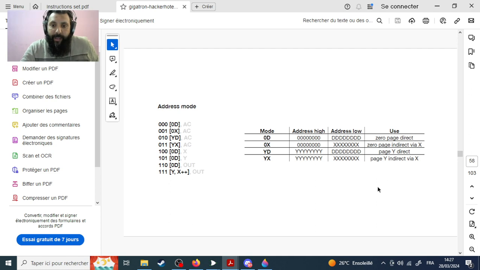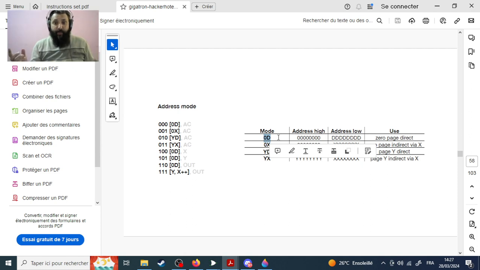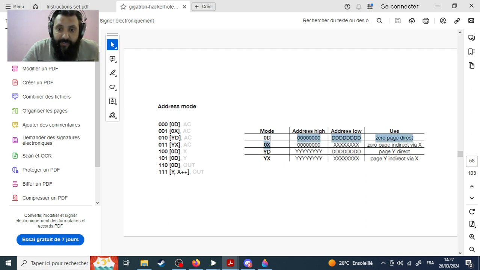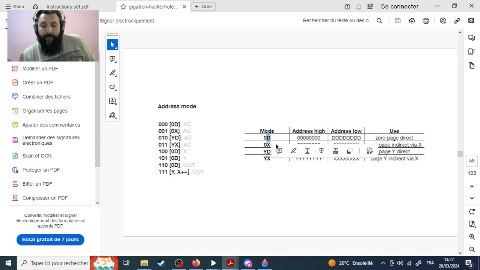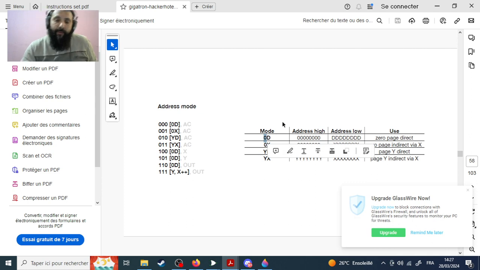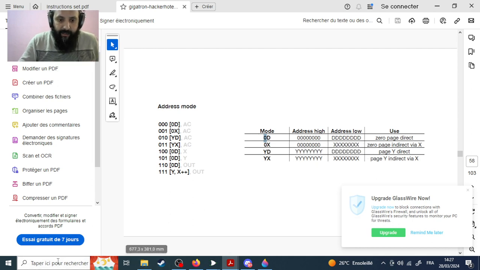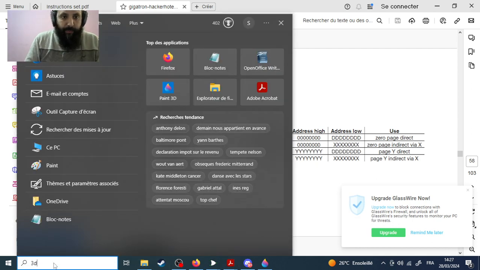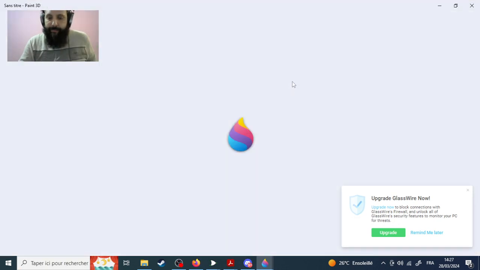We have the first one, the mode 0D. When we read 0D, we understand that we have the address of the RAM on 16 bits: 8 bits contain the D part, and the right part is zero. Okay, let's take an example. I will write an example just to understand what's happening here.